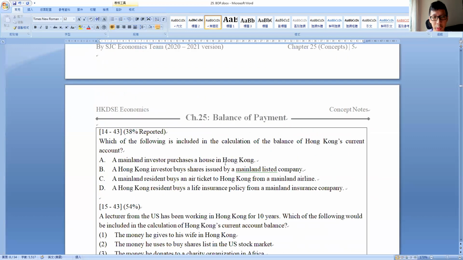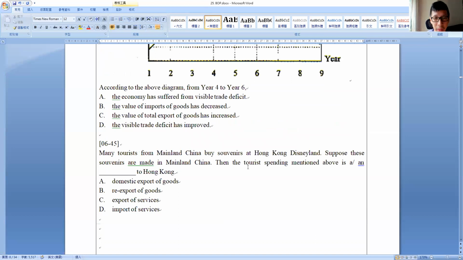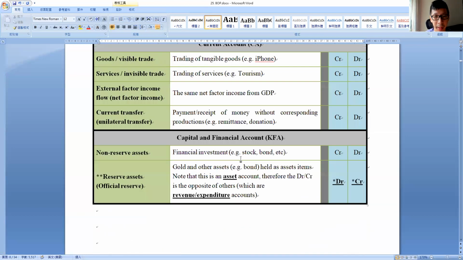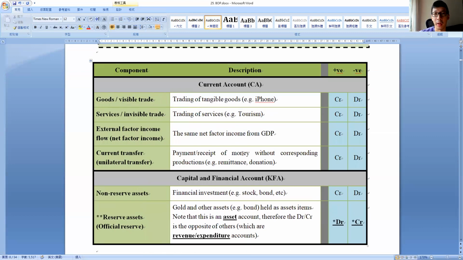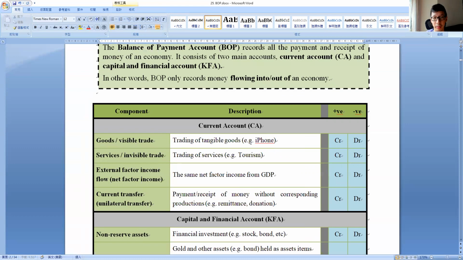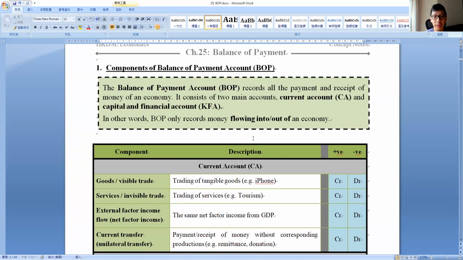Hopefully now you understand what will be counted in balance of payment. Now once we understand what will be included or excluded in balance of payment, let's look at the details. We just talked about balance of payment being an account. In fact, it's not just one account, but it is composed of two big accounts.